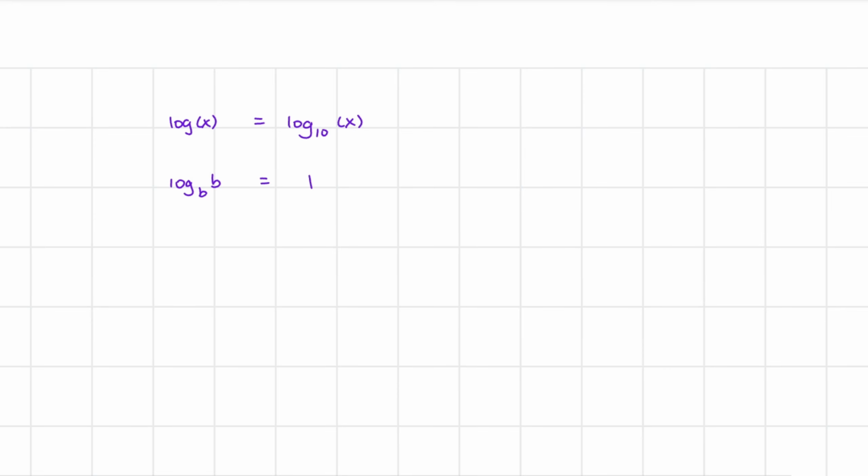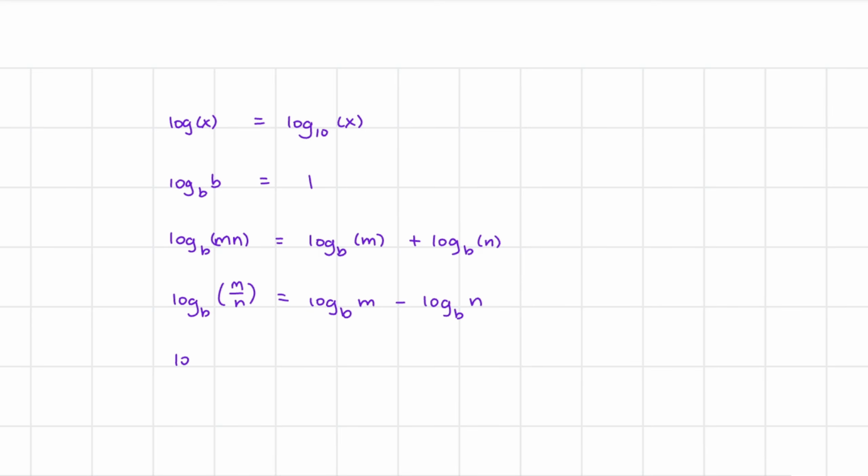So for the product rule, this covers if two variables are being multiplied, you can separate them as two separate terms through addition. So log base b of m times n would be log base b of m plus log base b of n. And the quotient rule is the opposite. If you had two variables being divided in a log, you can separate those as separate terms by using subtraction. So log base b of m over n is equal to log base b of m minus log base b of n.